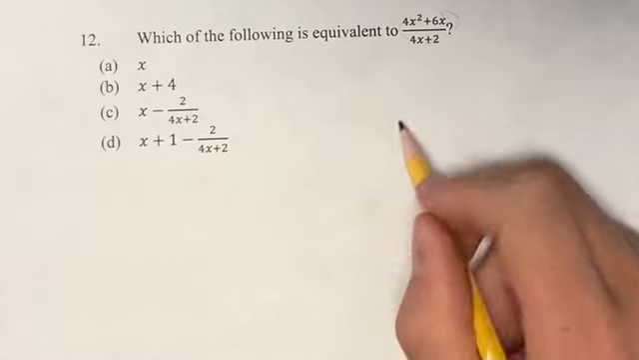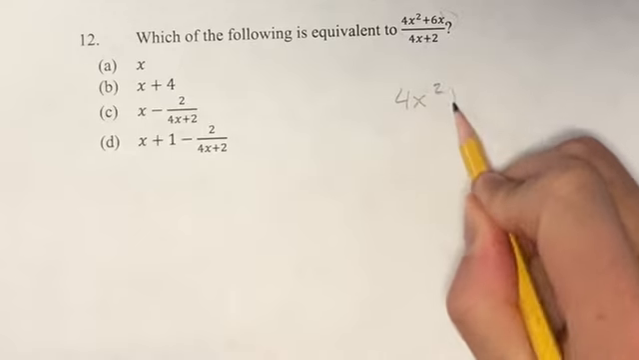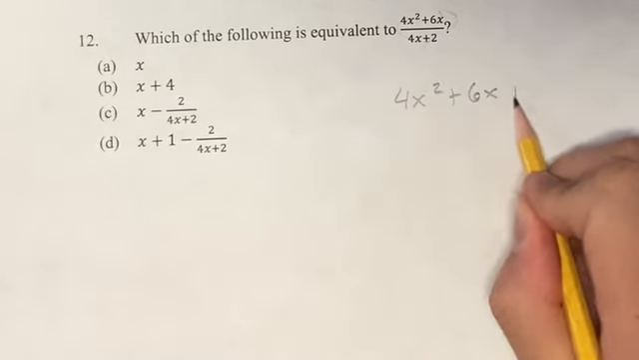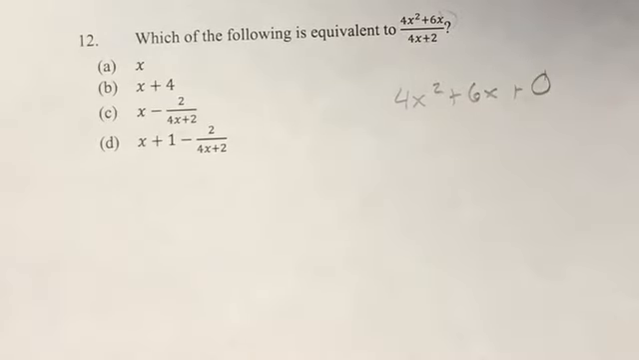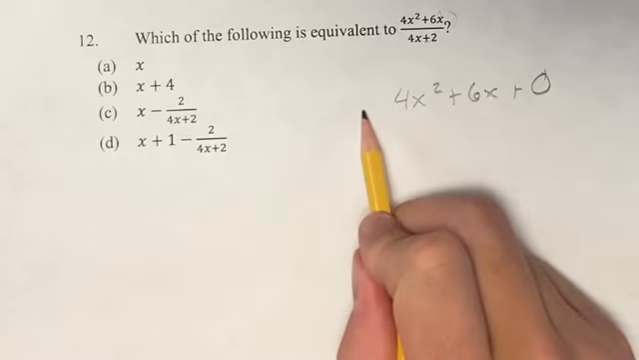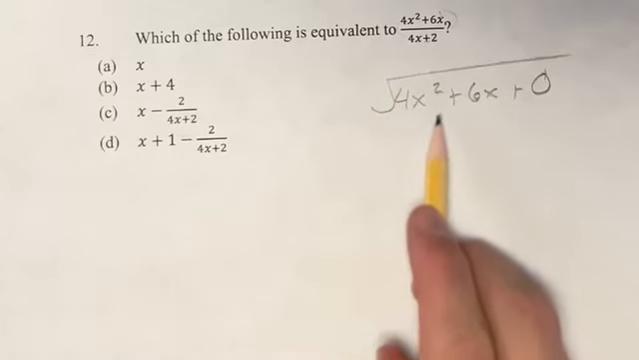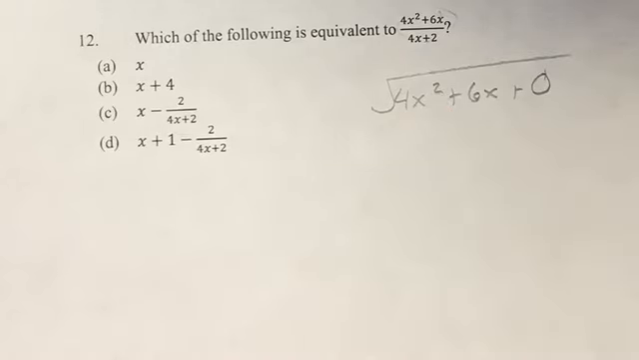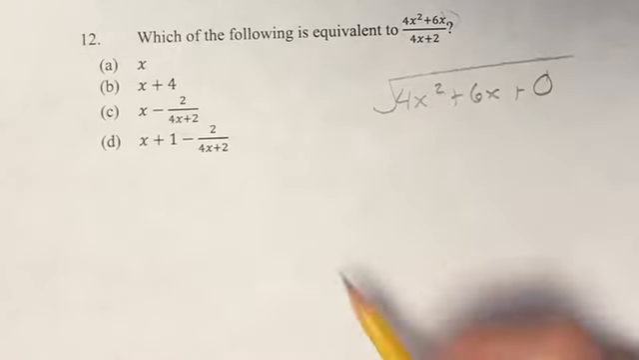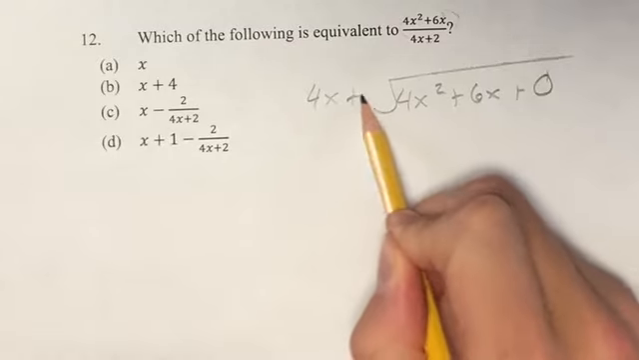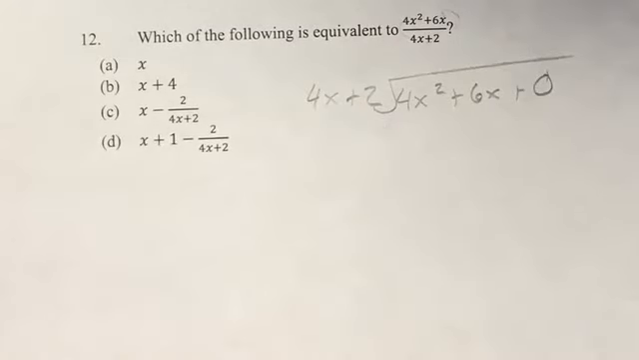So we're taking 4x squared plus 6x, and then add plus 0, right? We have to add all of our terms in decreasing order of the number of x's. So our constant is 0, but we still have to write it just so that the long division works. And then we have 4x plus 2.